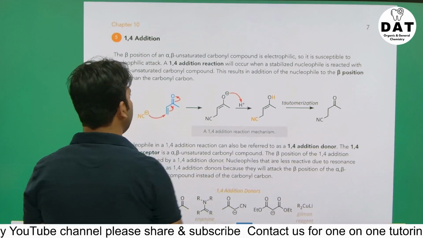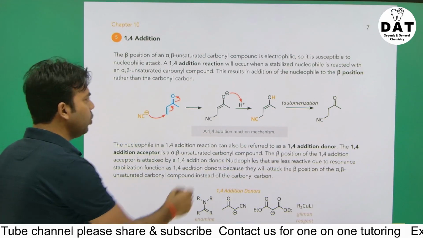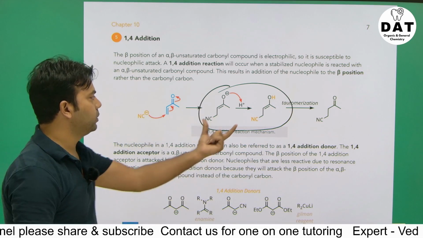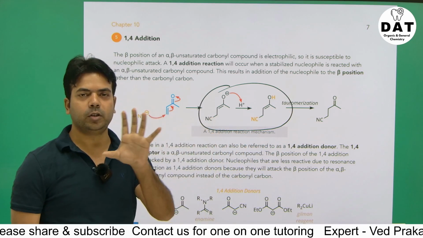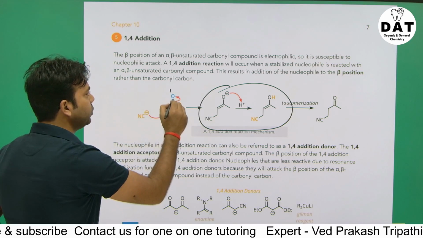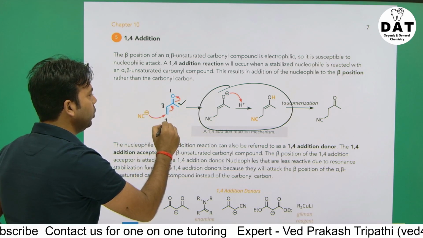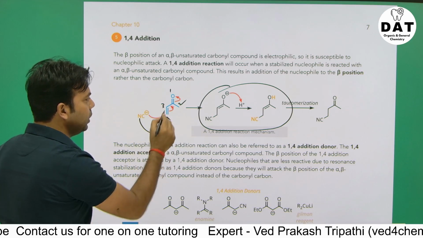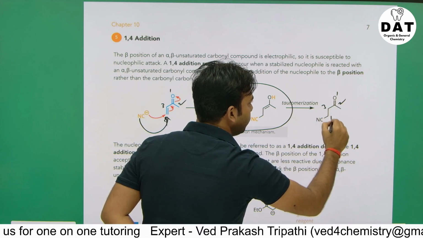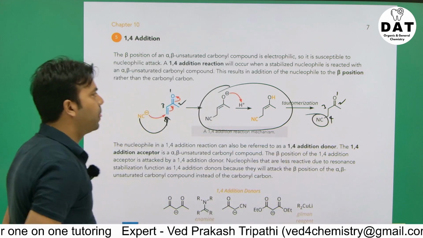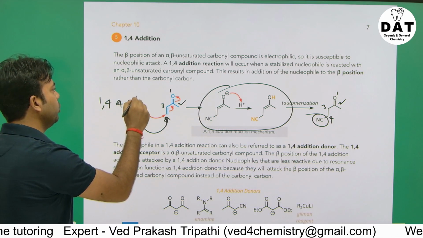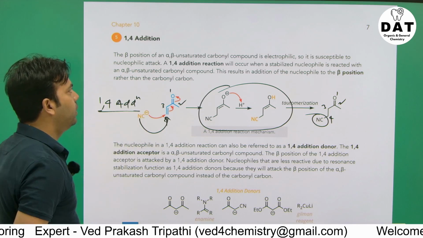So I said that for 1,4 addition, do not apply this one. Do not follow this. Just put the numbering on the conjugated ketone, 1, 2, 3 and 4, and the nucleophile attacks over the fourth carbon, and this double bond becomes single. You can see 1, 2, 3, 4. Clear? So this is called 1,4 addition and it is given by a strong nucleophile. Clear?